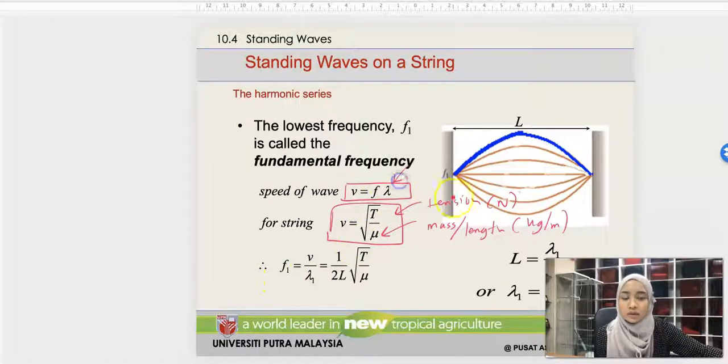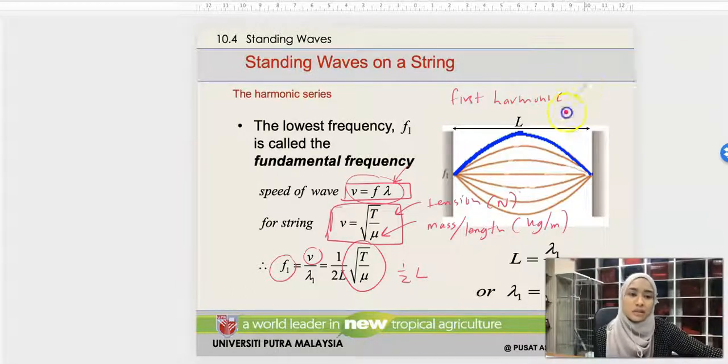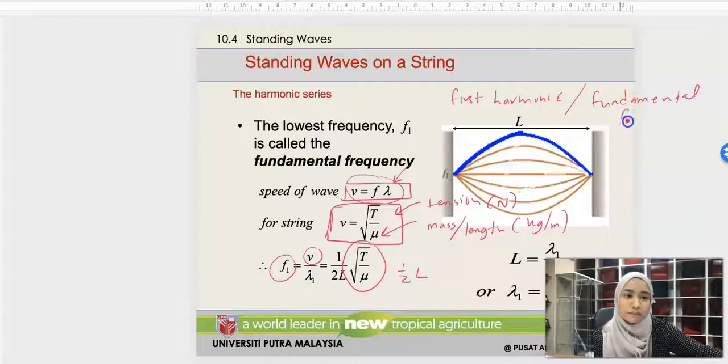Now rearranging V equals F lambda, I want to solve for F. So F equals V over lambda. What I did was I just rearranged this. And I know that lambda is 2L. How do I know this? Okay, be patient. First of all, we have V equals the square root of T over mu. So that is my V. Settled. Lambda is given by 2L for F1. What is F1? F1 is the first harmonic of the harmonic series, or the fundamental frequency. You can use either one, but when they say fundamental frequency, it just means first harmonic.